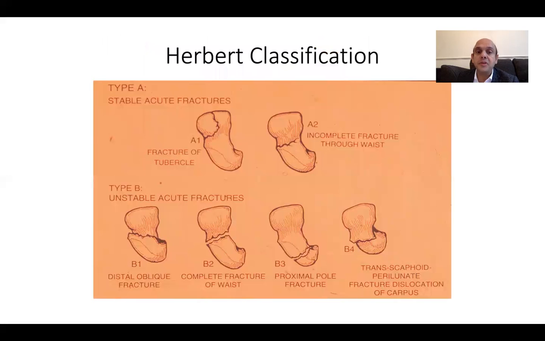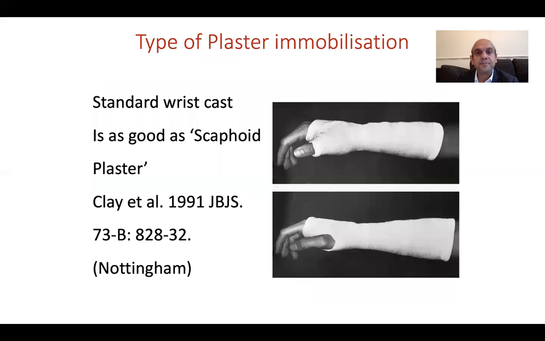Herbert classification, because of time, I'm going to just very quickly go through it. A is basically stable. B starts from your distal pole to waist to proximal pole, then C is associated with perilunate injuries, finally a comminuted scaphoid fracture. So I'm sure you all know about it, so I'm going to skip that.